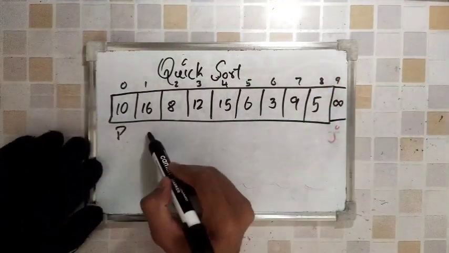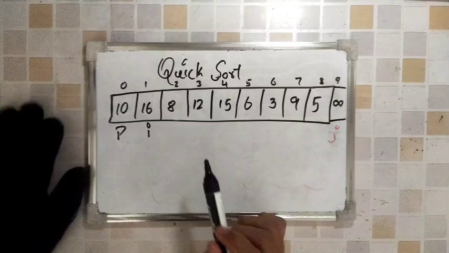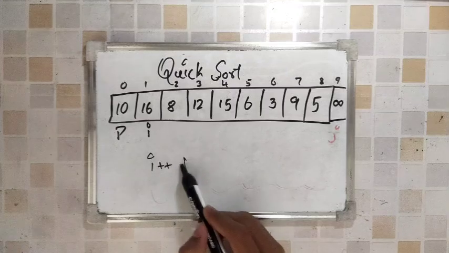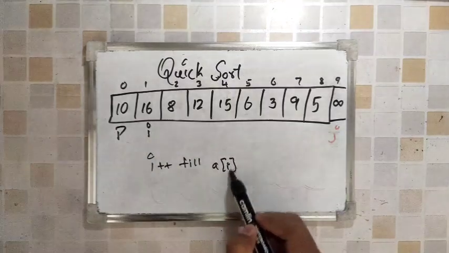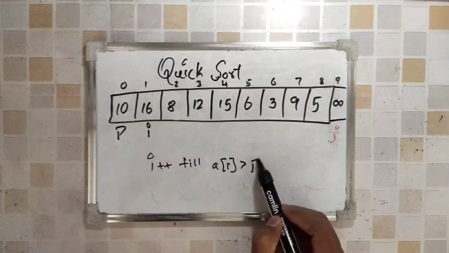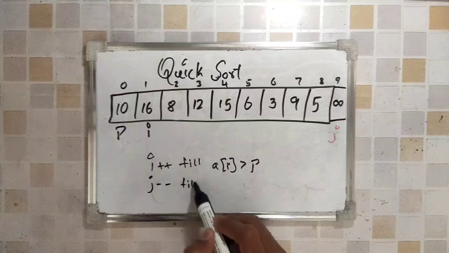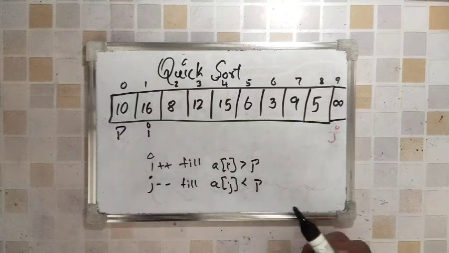So this is my p and this is my i. Now what I have to do is increment i until array of i is greater than pivot. Then I have to decrement j until array of j is less than pivot.